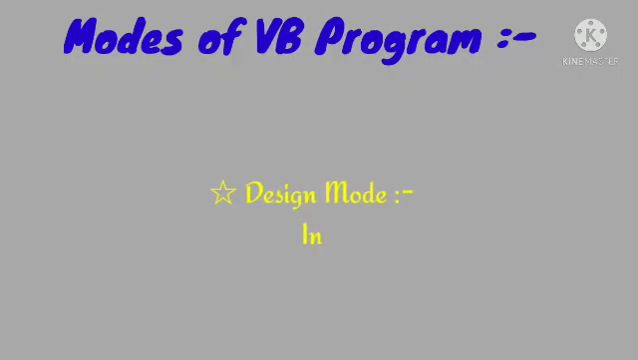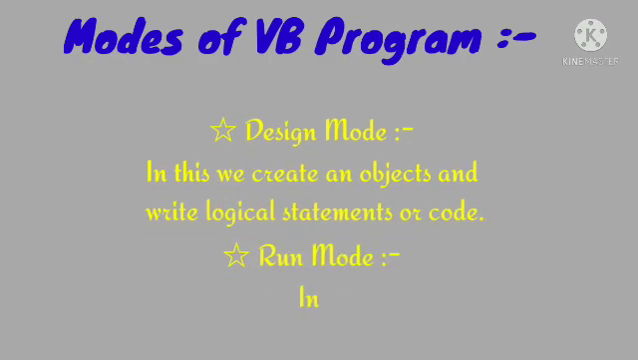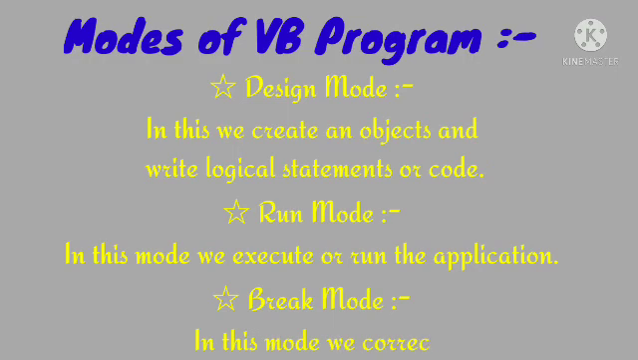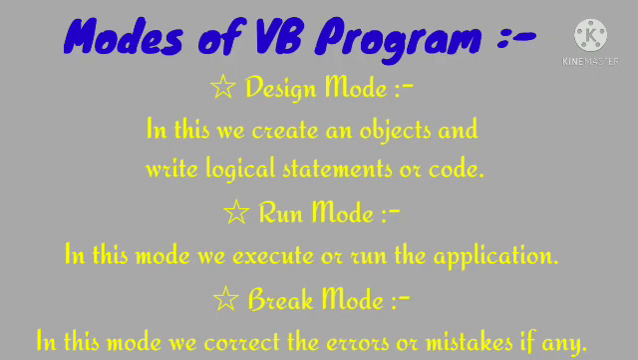Now we are going to see modes of VB program. It has three modes. First mode is design mode. In this we can create objects and write logical statements or code. Second one is run mode. In this mode we can execute or run the application. Then the third one is break mode. In this mode we correct the errors or mistakes. If we have any mistake, then we can correct it and we get the correct answer.